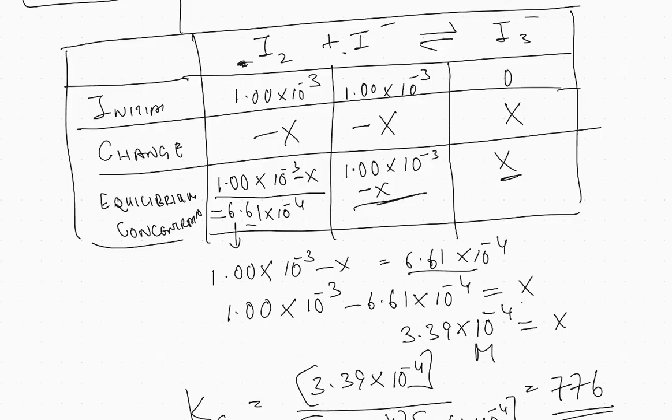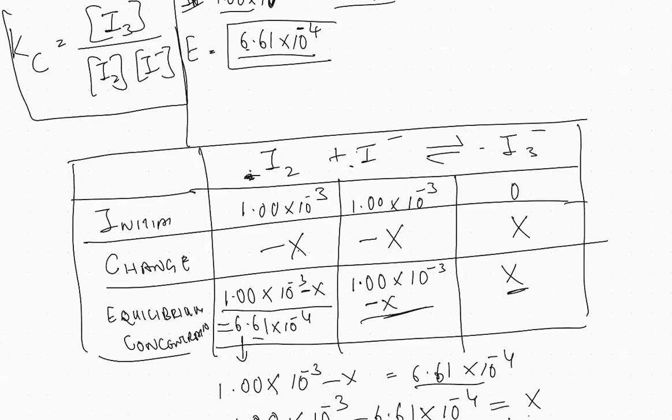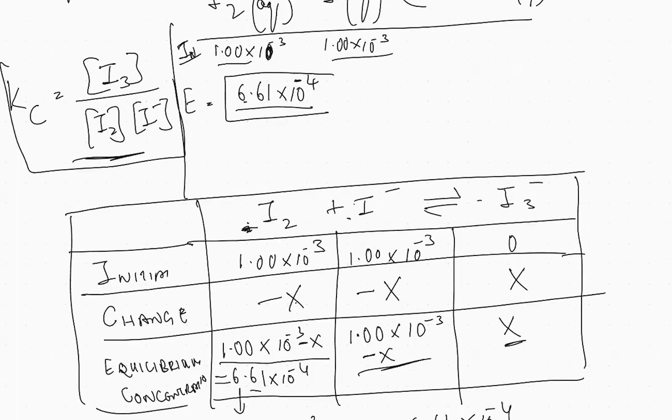But because we didn't know X, we didn't know Kc, with one equation of Kc we couldn't have found all. So they gave the equilibrium concentration of one of the reactants. So we were able to calculate that. Okay.